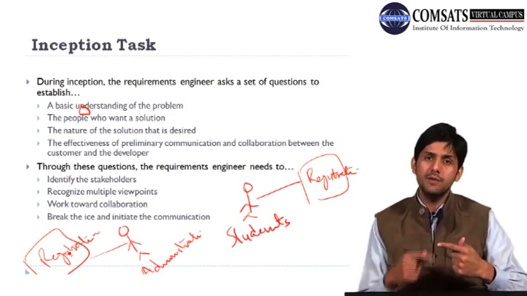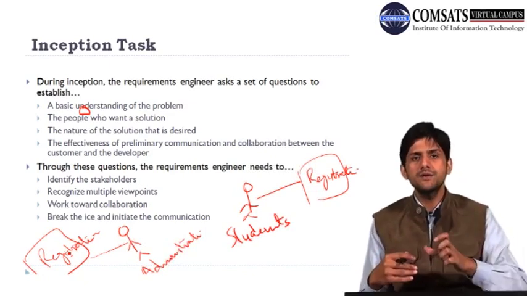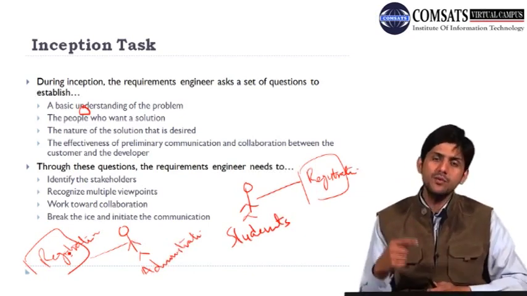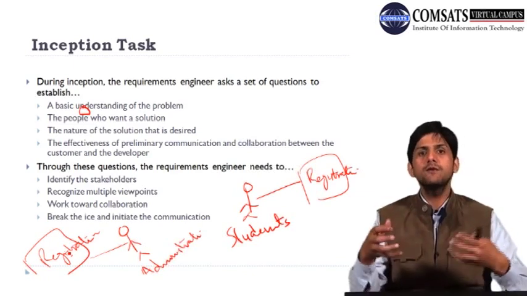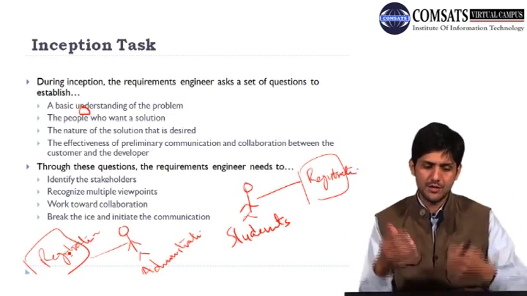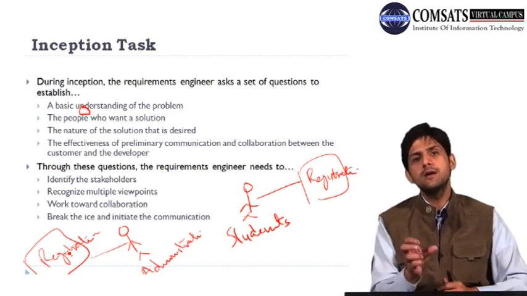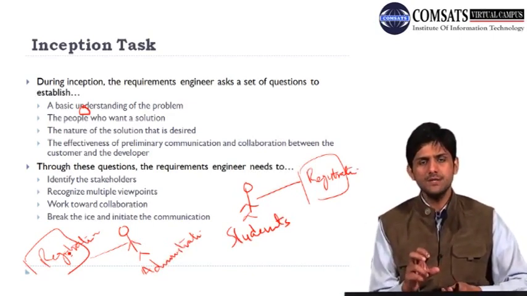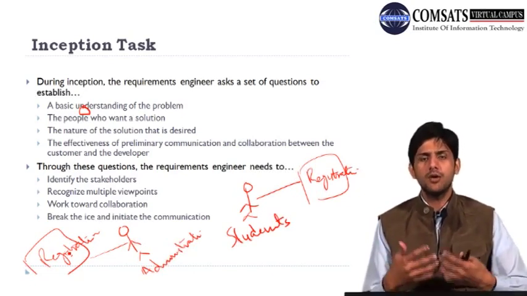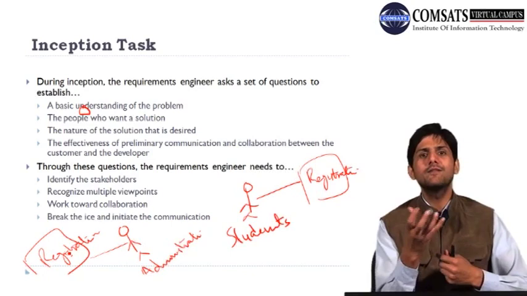Another goal is that through identifying different stakeholders, we try to understand what the different viewpoints of those stakeholders are. And then we work towards collaboration, because when we have different viewpoints of a solution, of a software, there would be conflicts, and we try to move towards collaboration. We break the ice and initiate the communication, because there might be a few things where those different stakeholders have conflicts. So we need to figure out a mechanism to resolve those conflicts, because in order to build a software, we don't want conflicts in the requirements.